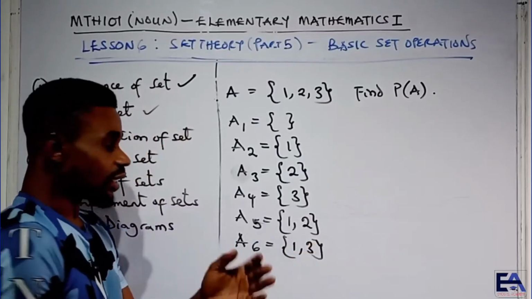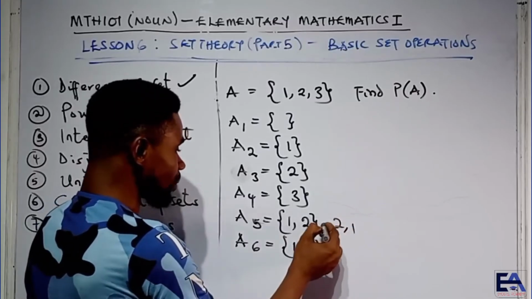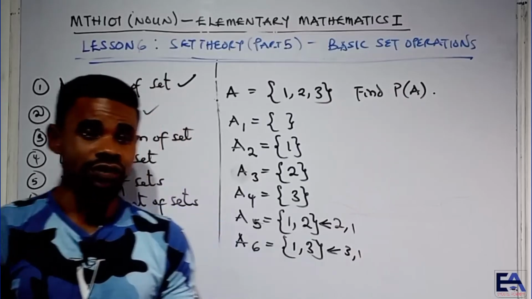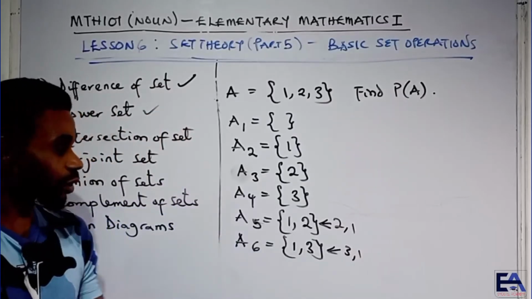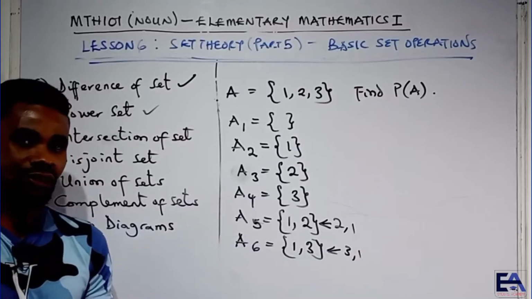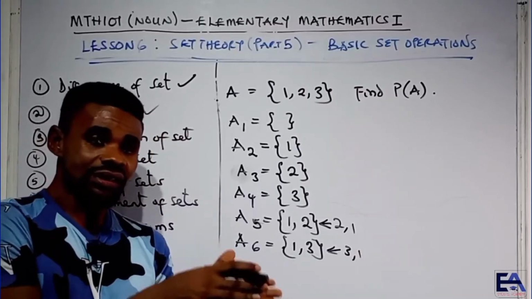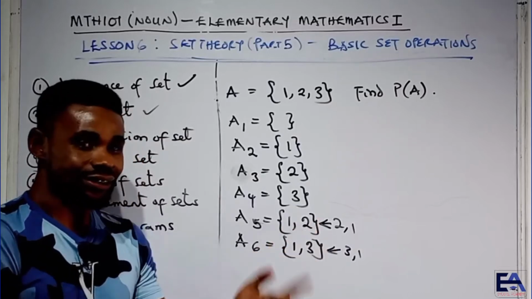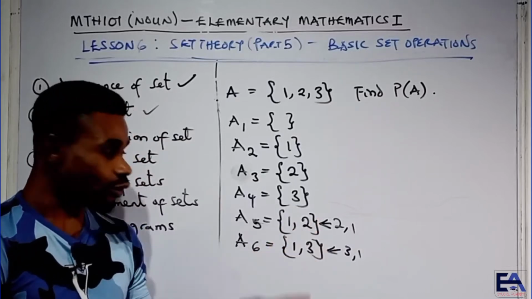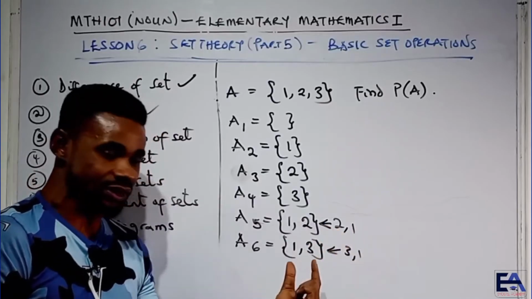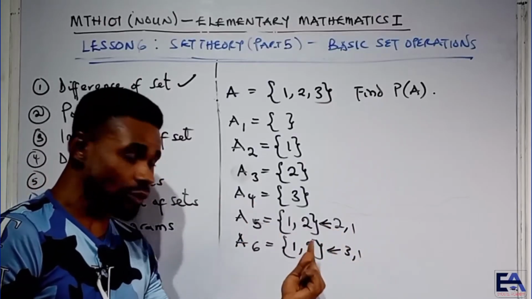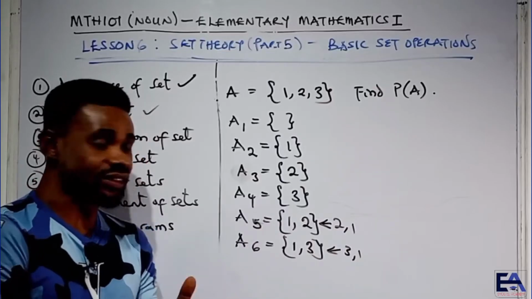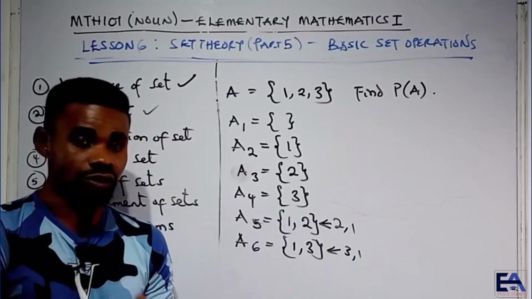Please mind you, if I say 2 and 1, it is the same thing as this. If I say 3 and 1, it is the same thing as this. The position of the elements does not matter. What matters is the presence of the elements. Do you understand? So if I say 1 and 2 and I decide to write 2 and 1, they are the same. So don't take 2 and 1 as another subset. No. The fact that 1 is here, 2 is here, that is all for anything having to do with 1 and 2 as far as the story of this set is concerned.